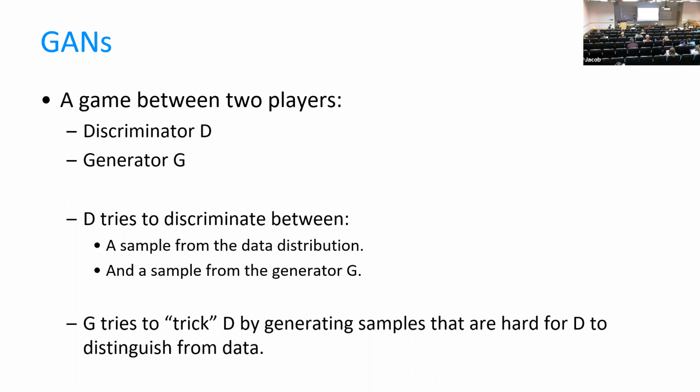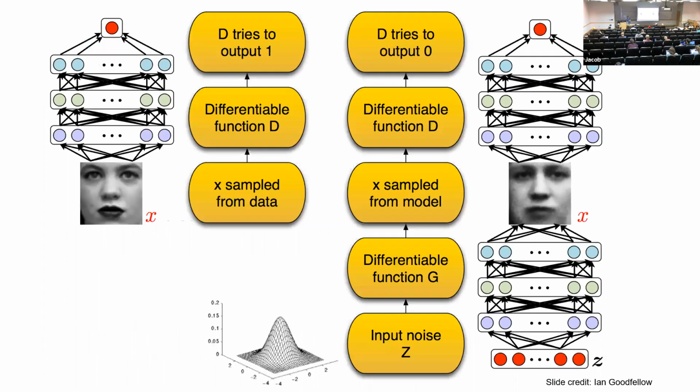D's job is to discriminate or classify between a sample from the data distribution and a sample from the generator G. So we're going to take a sample from our generating neural network, and then take a sample from our actual data set and ask the discriminator to tell us which one is a real sample and which one is not. G, on the other hand, is going to try to trick the discriminator by generating samples that are hard for D to distinguish from samples from the data distribution. And so this is how it looks.